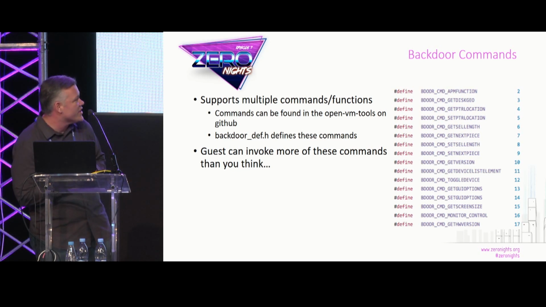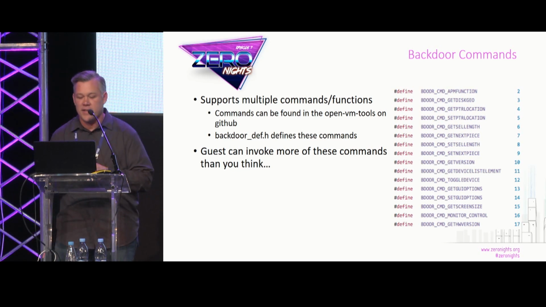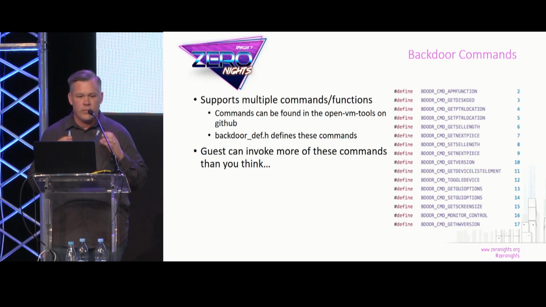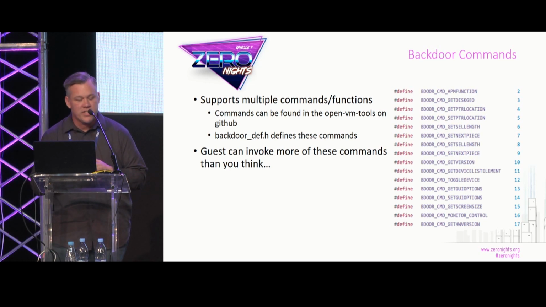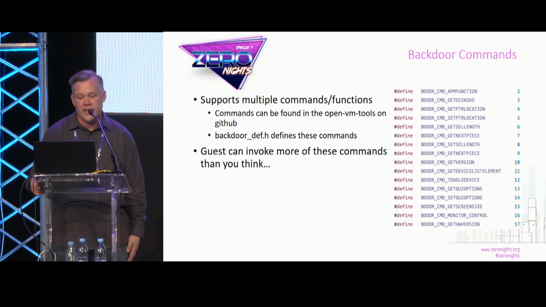We took a screenshot there just to give you an idea of the different types of commands that are available. When you talk about RPC, you're looking at the command 1E in hex, and that's what we're going to be targeting today. But there is a bunch of different things: get next piece, get version, a bunch of different things. All of these different commands can be invoked from the guest and trigger code in the underlying host operating system.